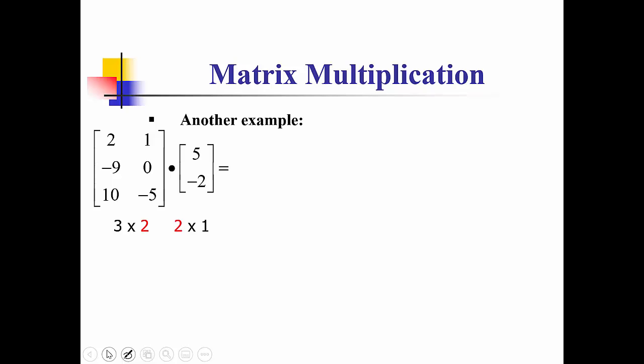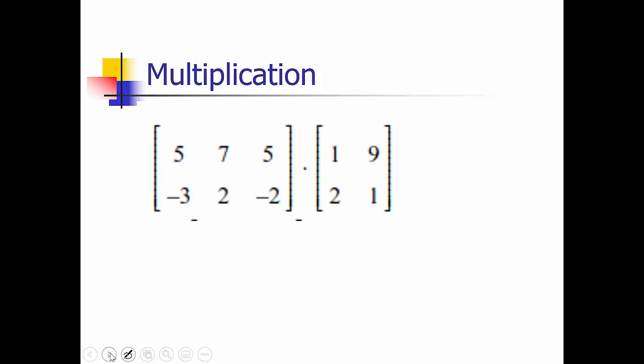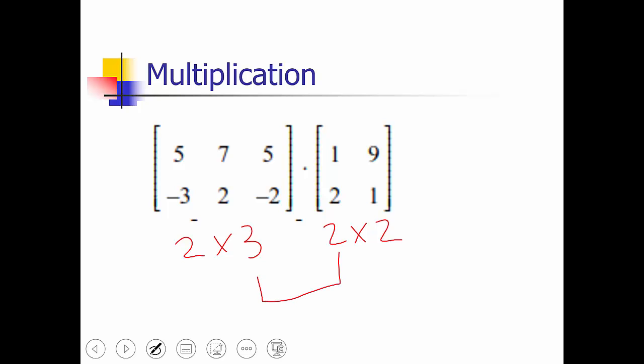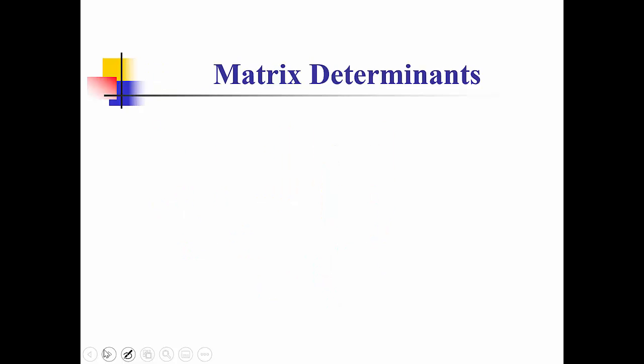Here's an example. Can we multiply it together? Yes, we can, because those numbers match, and our answer will be a 3 by 1. Now, either after you learn how to do it by hand or on a calculator, you can get to your answer. And notice it is a 3 by 1. So can we do this one? Let's see. What is that? A 2 by 3, right? And this is a 2 by 2. Those numbers don't match, so we cannot multiply those two matrices together.